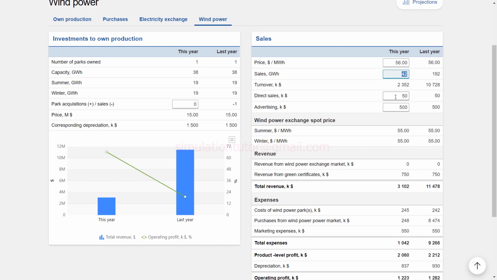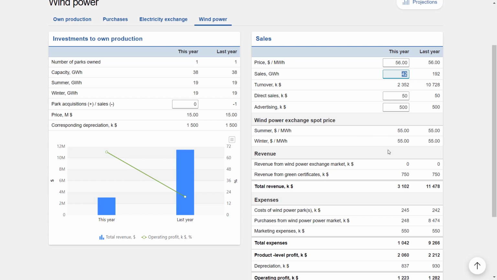And then direct sales and advertising are again the decisions that we can use to promote our renewable energy. This renewable energy also has a separate spot market. So here, if we don't have enough own capacity, then we can buy from the renewable spot market. So if we have committed ourselves to sell a certain amount of renewable energy to our customers, and even if we don't have the physical position ourselves, then we can acquire that by buying from the spot market.